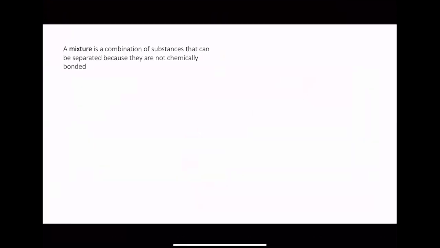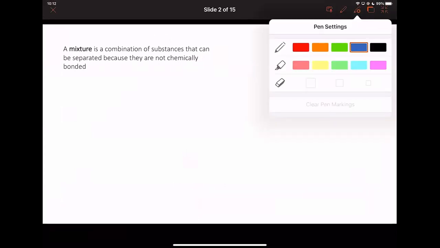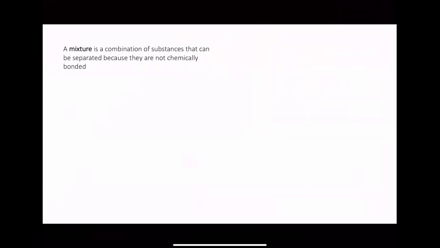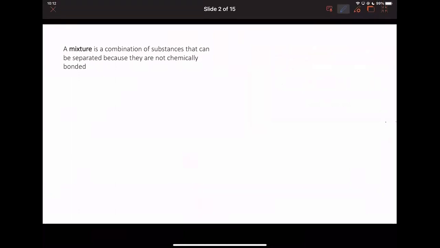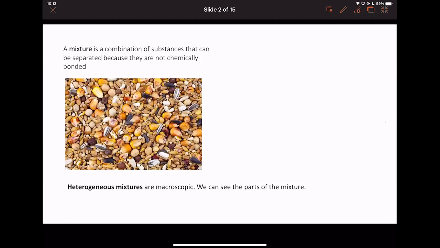When talking about a mixture, you have substances that are basically thrown together, but they're not bonded together. A heterogeneous mixture is a mixture where you can see the parts. So this is an example of a heterogeneous mixture. All of those seeds, you can see that there are all different things in there, and you know that they're all different things. So that's at the macroscopic level.